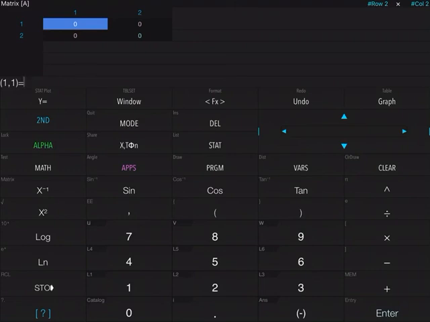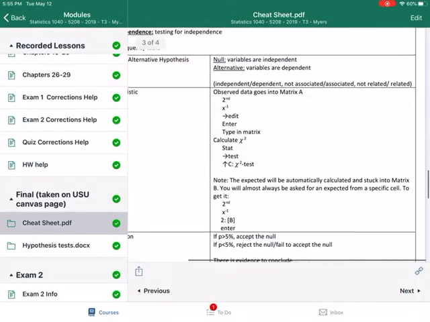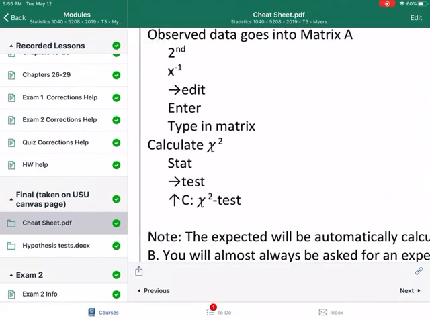The first thing you have to do is tell it the number of rows and columns. This is a 2-row, 2-column matrix. And then it just automatically creates that matrix, and you have to type the numbers in. So the numbers we were given were 224, 171, 126, and 140. And we don't care about the totals. So this is kind of like typing into our list, except it's not a list anymore, it's a table, because each individual number has two variables associated with it.